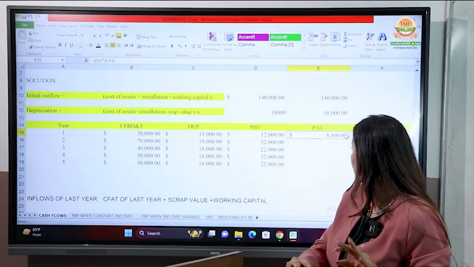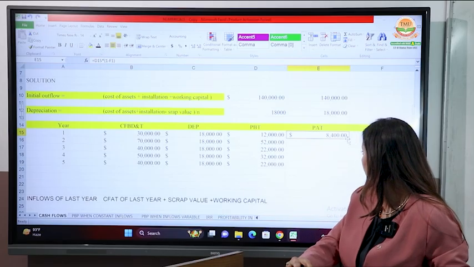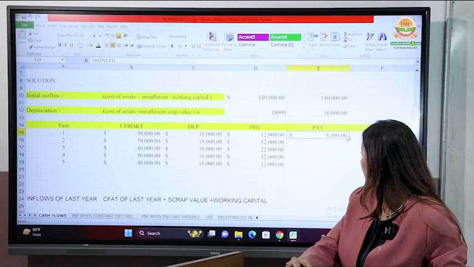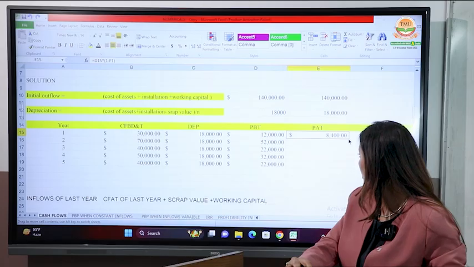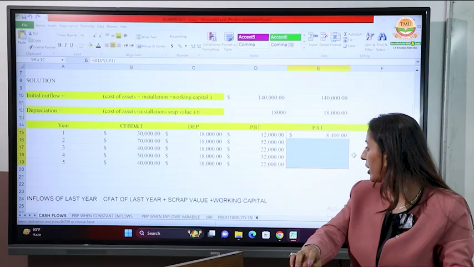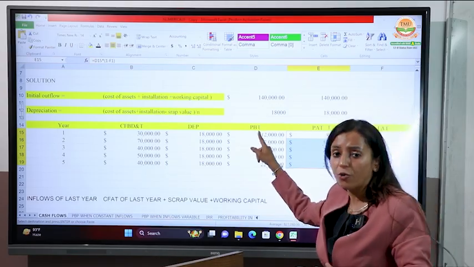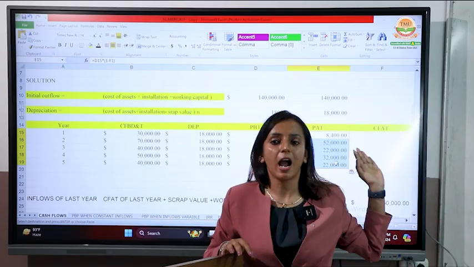Grab the value of this 84,000 and then close it. Doing it again, please have a look. A cursor sign will also come up. You just have to drag those values, or simply copy it and paste it with Control V. This will be your profit before tax. This will be your profit after tax.